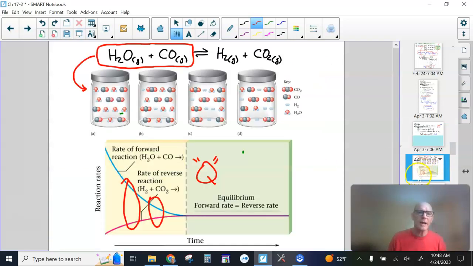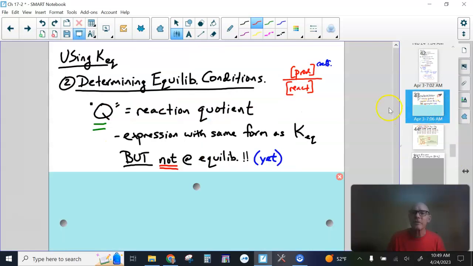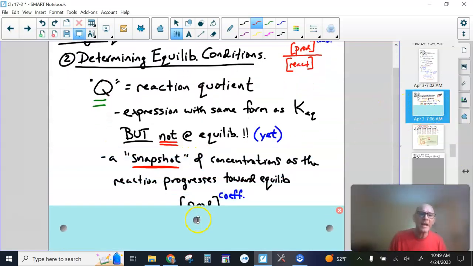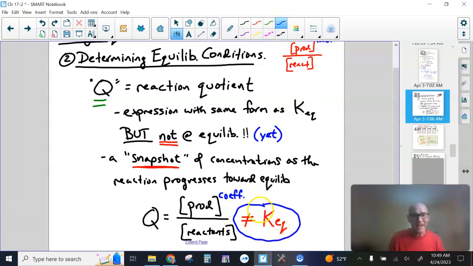And what you might do in this case is you might take a sample, put a syringe and grab a sample of these gases reacting and put it in an analytical machine like a gas chromatograph, and you can plug those numbers in for products over reactants with coefficients as exponents right here, right? So not at equilibrium yet. We kind of think of the reaction quotient as a snapshot of concentrations as they approach equilibrium. But it's not going to be equal to this value of the equilibrium constant yet. So Q is a condition that's not at equilibrium yet.